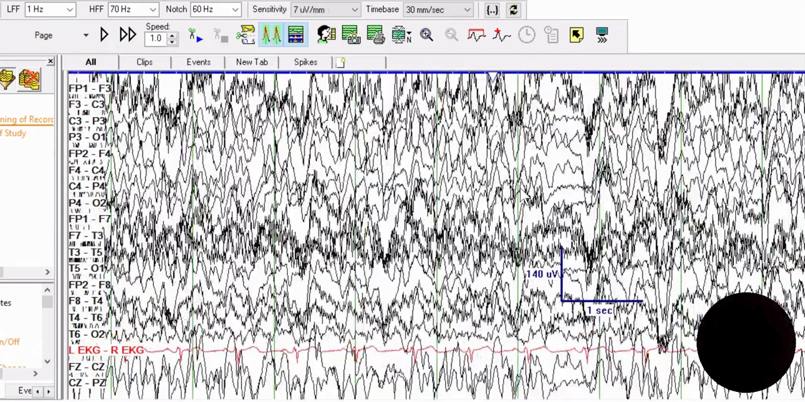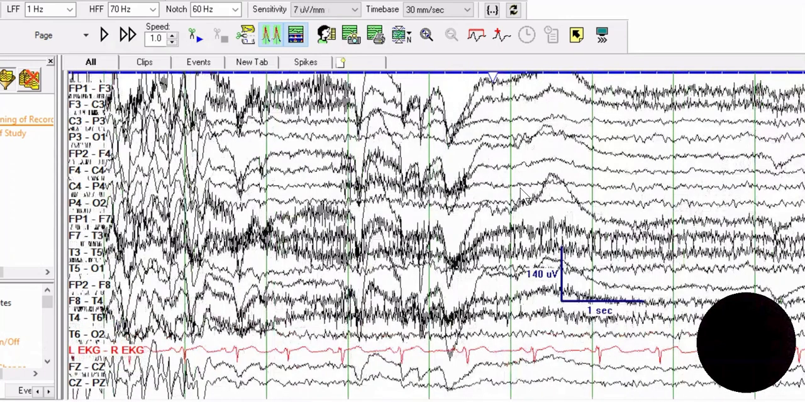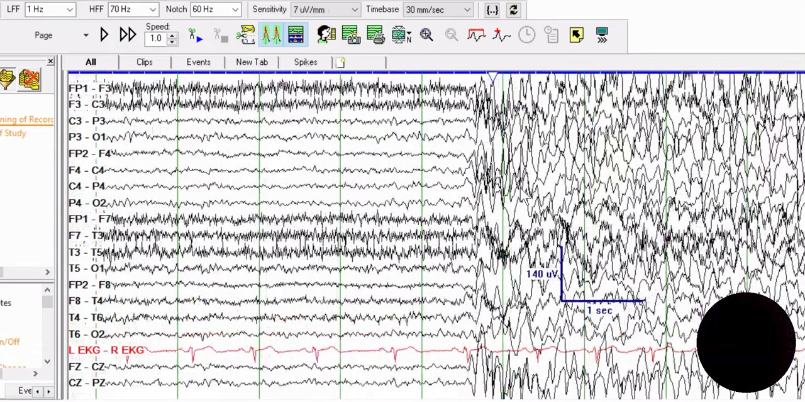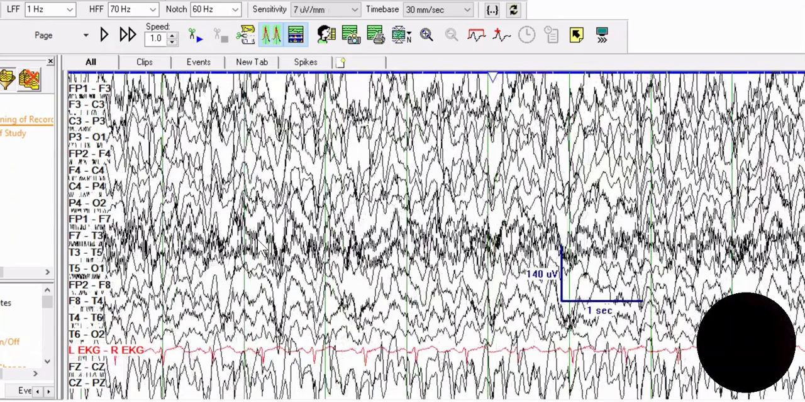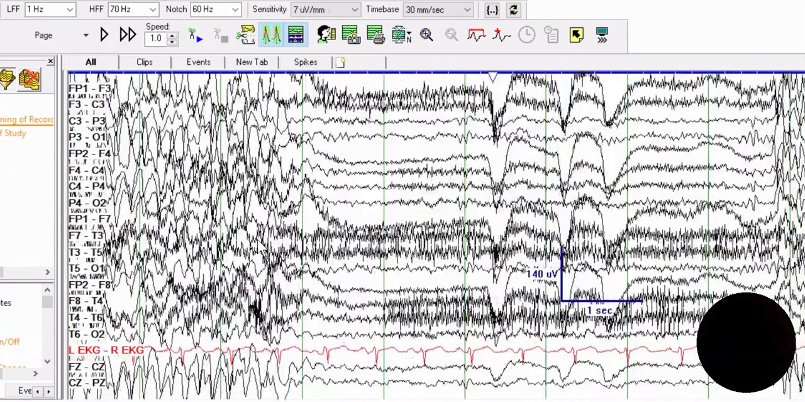Now the interesting thing is that when the technician asked the patient questions while she was in the EEG lab, the patient was unable to respond during the times of these high amplitude, sharply contoured slowing, but was able to respond at other times. So this is a very classic case of non-convulsive status epilepticus. This continued for a good 20, 25 minutes. The patient was sent to the emergency room.